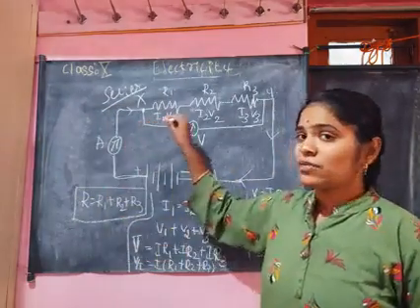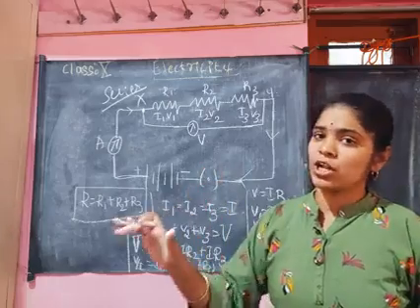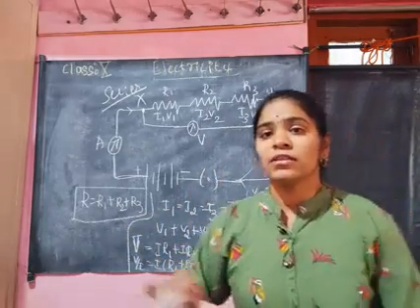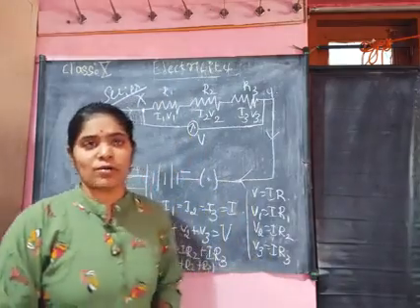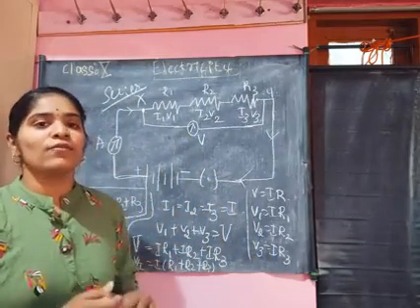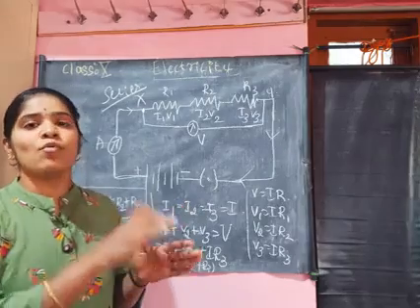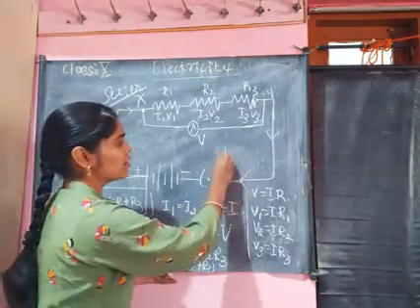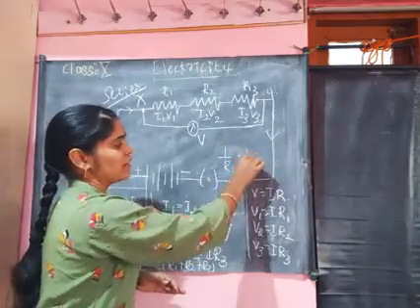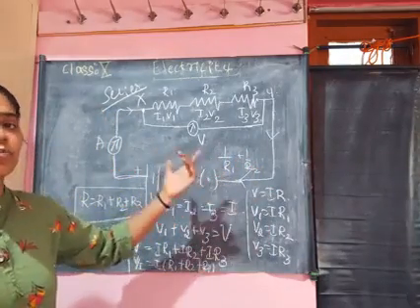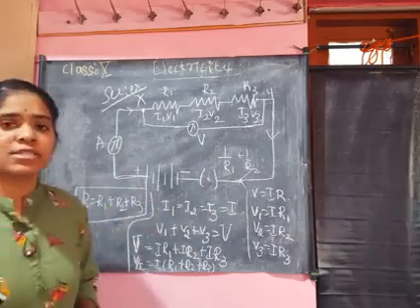The current will be divided here, but the potential difference remains the same. In that case the formula changes, that is, the resistance produced in the electrical circuit will be 1 by R, equal to 1 divided by R1 plus 1 divided by R2. So this kind of resistance is produced in the electrical circuit.